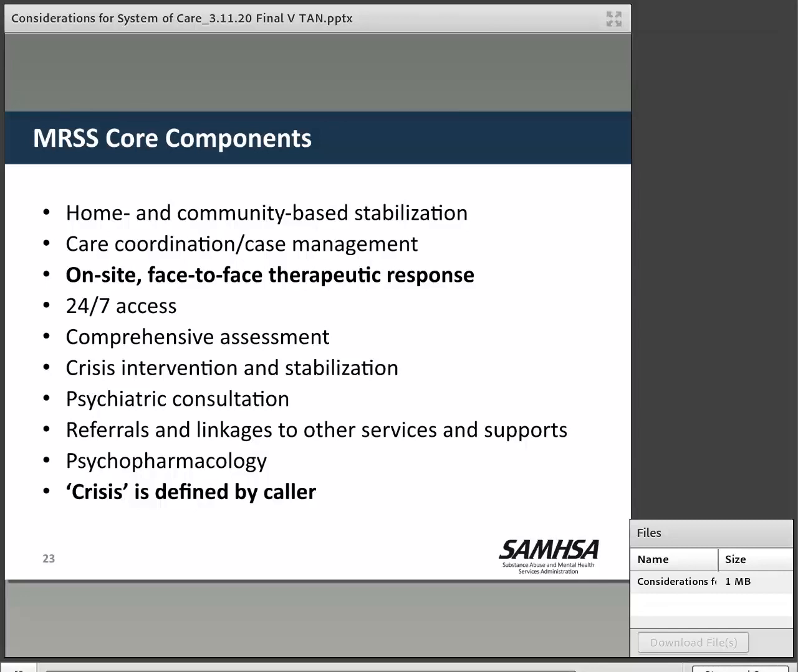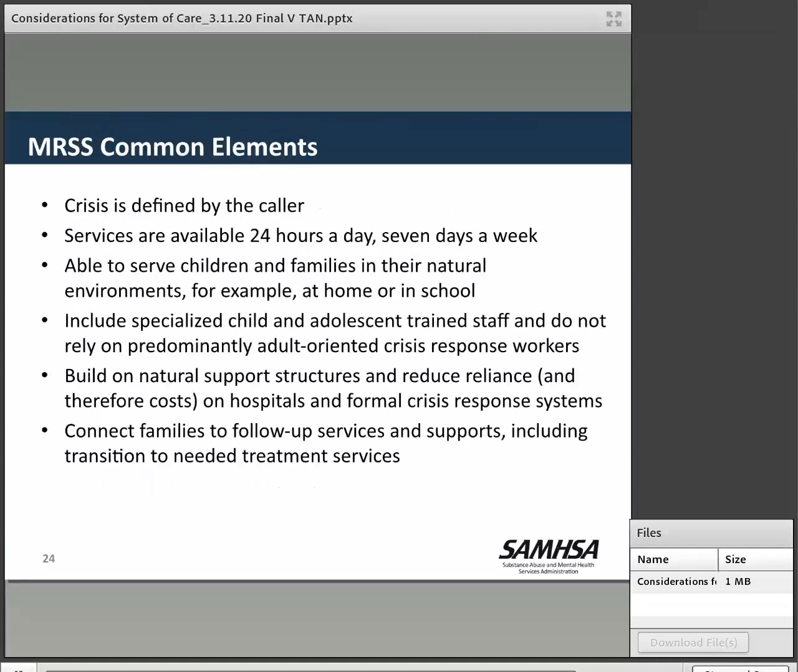Referrals and linkages to services and supports, both informal and formal, are important. And the capacity to deal with the psychopharmacology challenges that might arise. And that crisis is always defined by the caller, always. It's not debatable. You'll see we said that twice because we think it's the most important part of the driver, and these are just really important common elements that are necessary in order for mobile response to be mobile response.